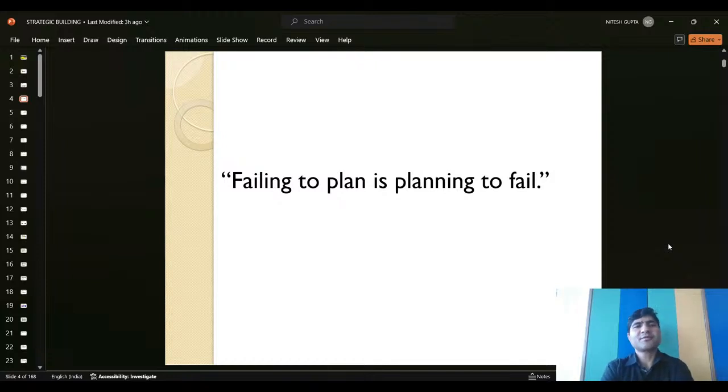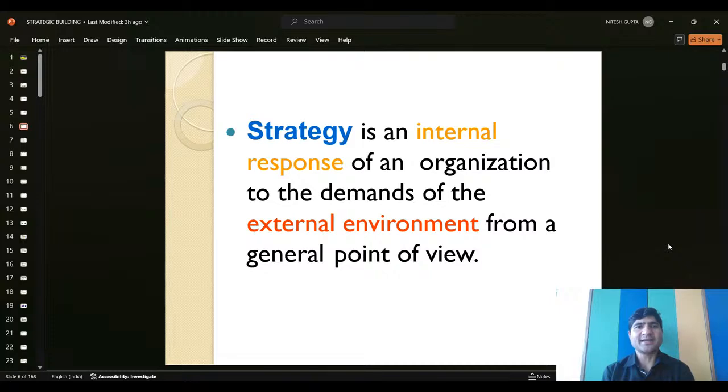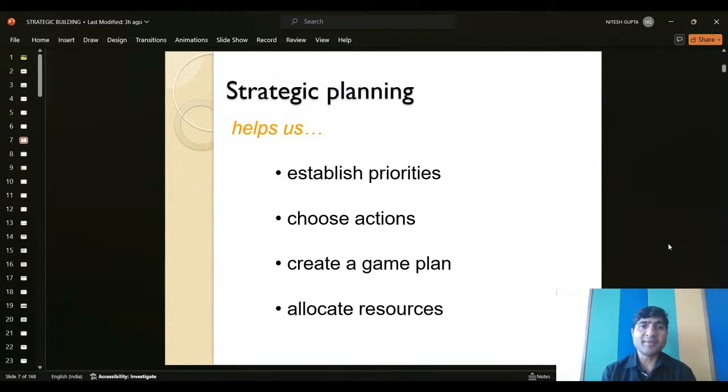The first thing, before I tell you how you can design and develop a good strategic plan, is the quote that says failing to plan is planning to fail. When you fail to plan on anything, you actually plan to fail. So what is a strategy? Strategy is basically an internal response of an organization to the demands of the external environment from a general point of view. What it is saying is strategy is a kind of roadmap for you to focus on achieving something which you really want, and what the external environment can offer you.